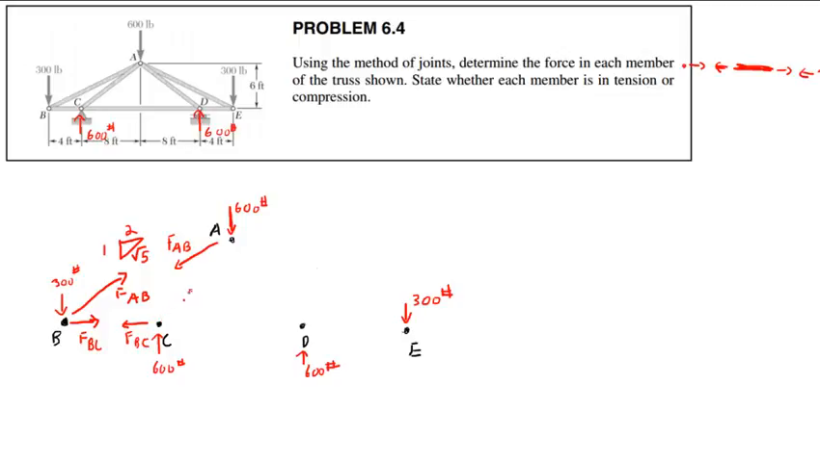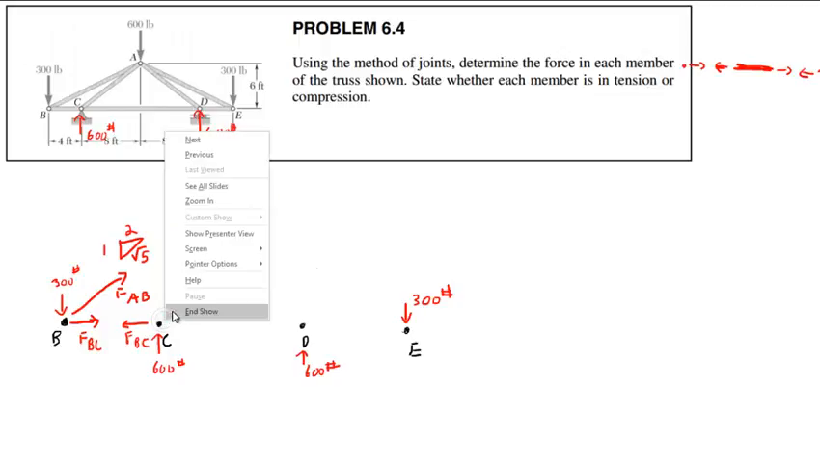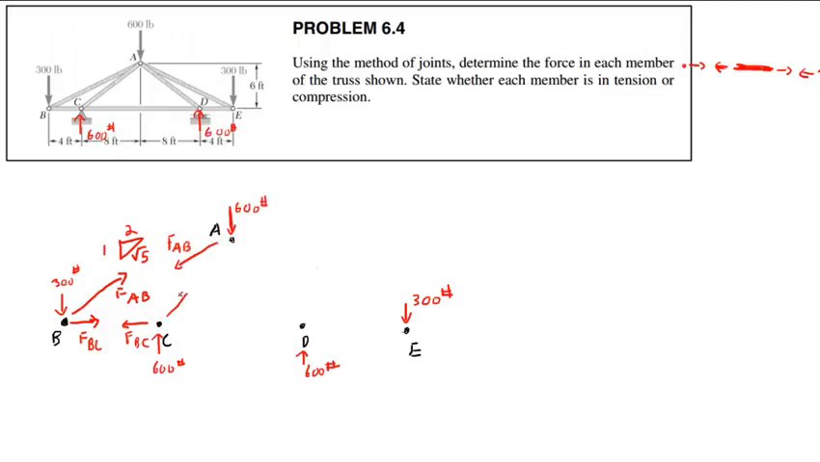Okay. Then, let's see. I'm going to have FAC. And the force triangle here, let's see, 8, 6. To me, this looks like a 3, 4, 5 triangle. 3, 4, 5, right? Like that, FAC.